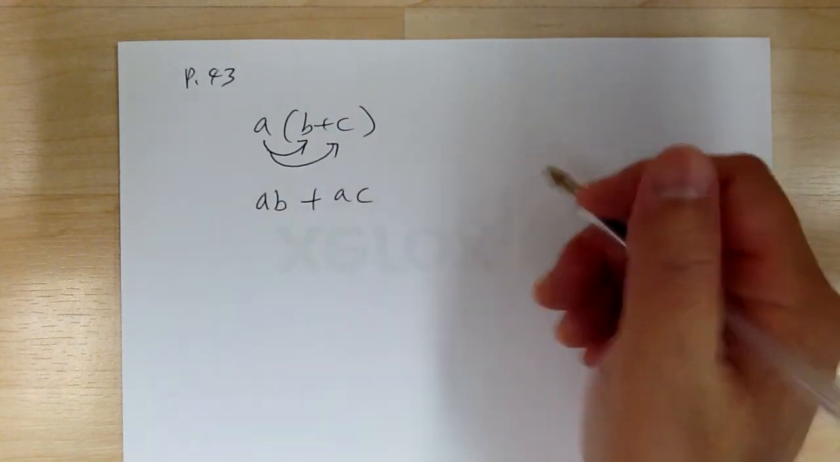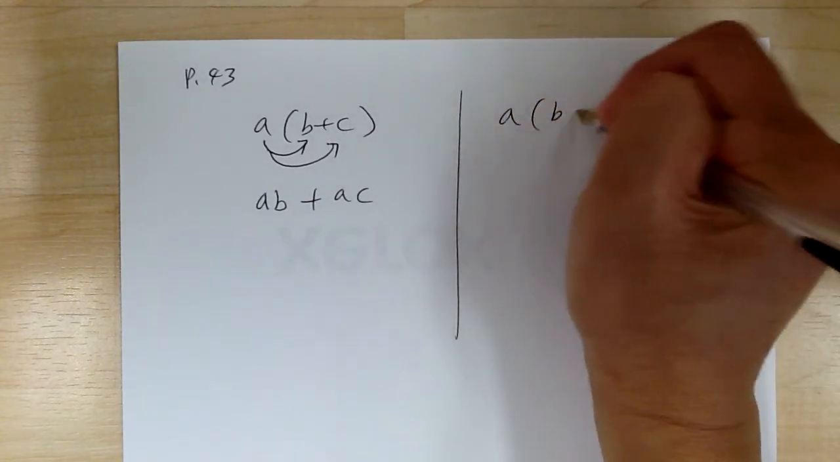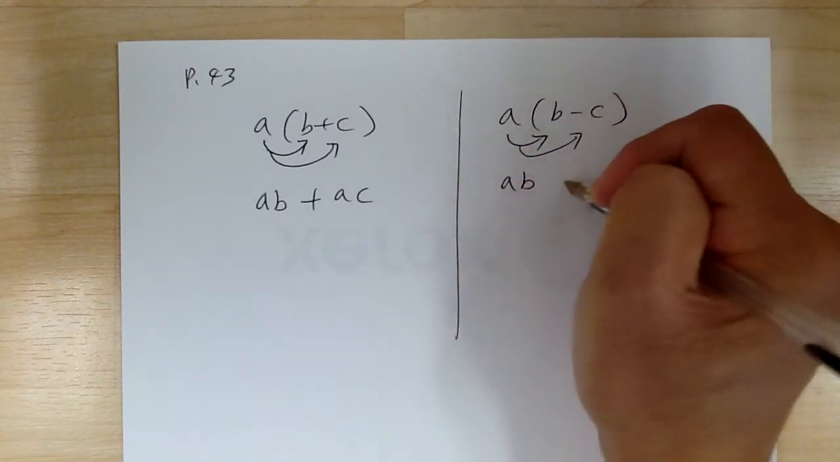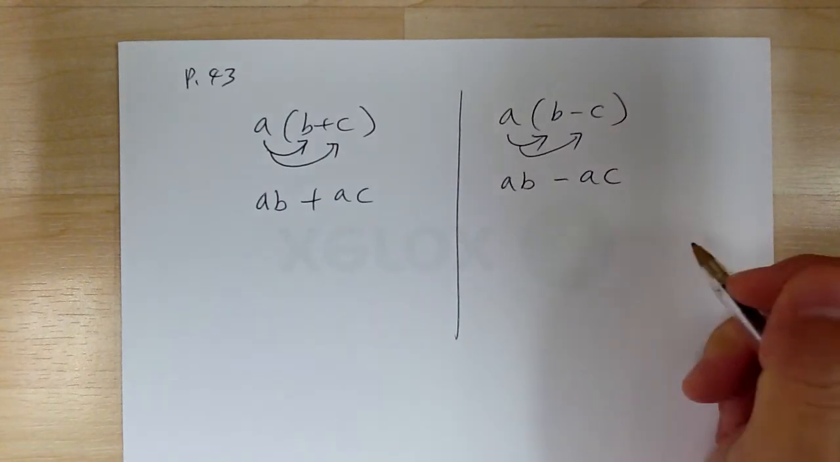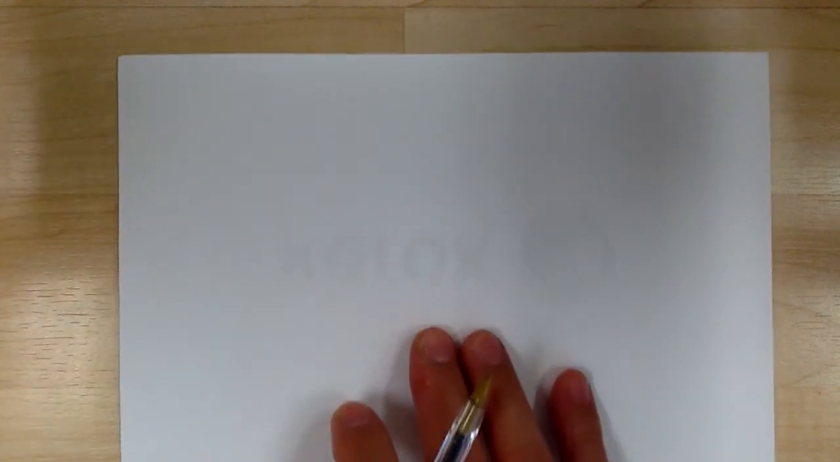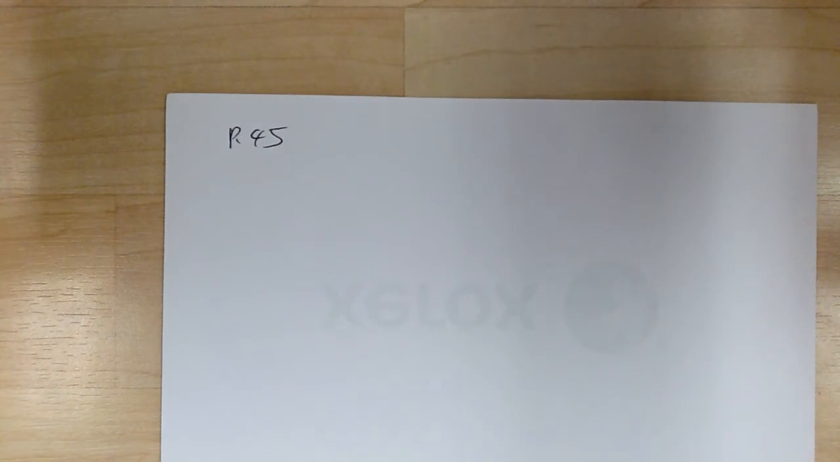Okay, and you can also subtract, so A times (B minus C). Again, you can distribute, so it'd be AB, distribute, so minus AC. So this is the distributive property. Now let's go over some examples. So let's go to page 45, and let's do some of the examples on the homework.